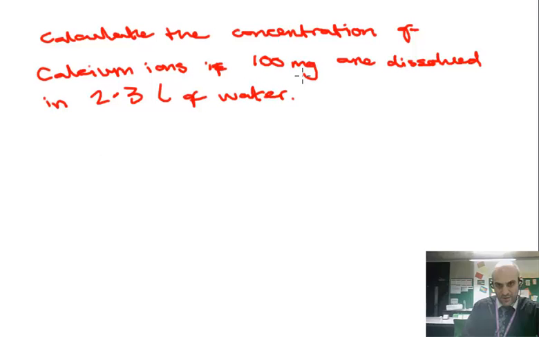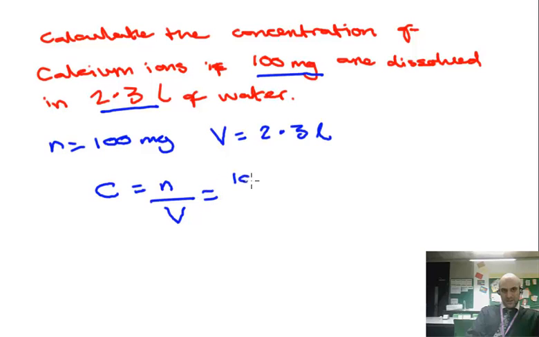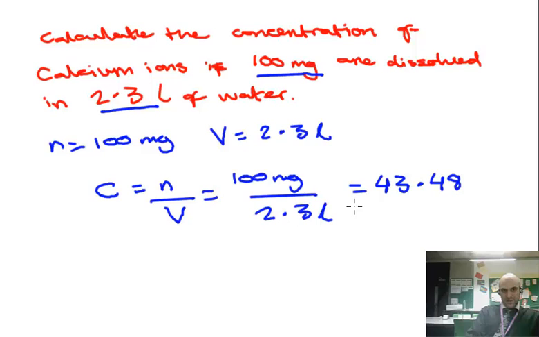Fair enough. So, brilliant. This is nice and easy. So, 100 milligrams, that is the amount. So n, which is the amount, is 100 milligrams. 2.3 litres is the volume. So the concentration is amount divided by volume. That works out to be 100 milligrams divided by 2.3 litres. So 100 divided by 2.3 is 43.48. What would the units be? Milligrams per litre. So that's milligrams divided by litres. Yes, excellent.